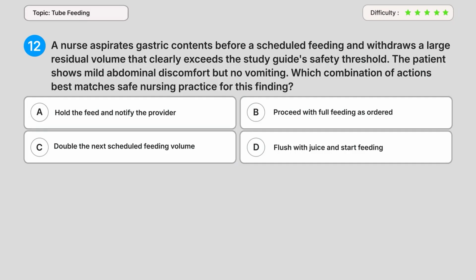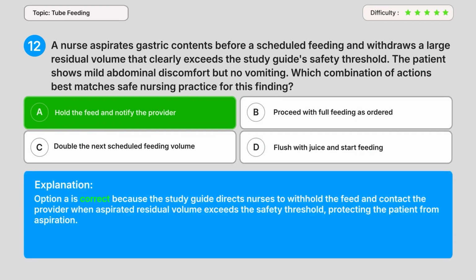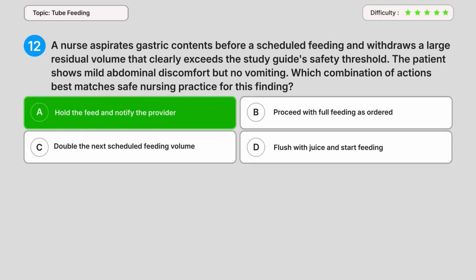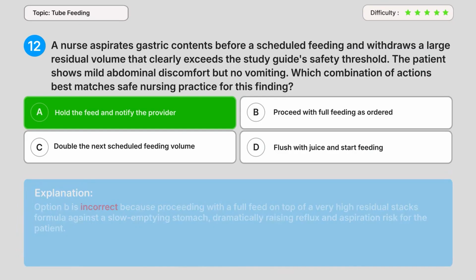Correct answer. A. Hold the feed and notify the provider. Option A is correct, because the study guide directs nurses to withhold the feed and contact the provider when aspirated residual volume exceeds the safety threshold, protecting the patient from aspiration. Option B is incorrect, because proceeding with a full feed on top of a very high residual stacks formula against a slow emptying stomach, dramatically raising reflux and aspiration risk for the patient.